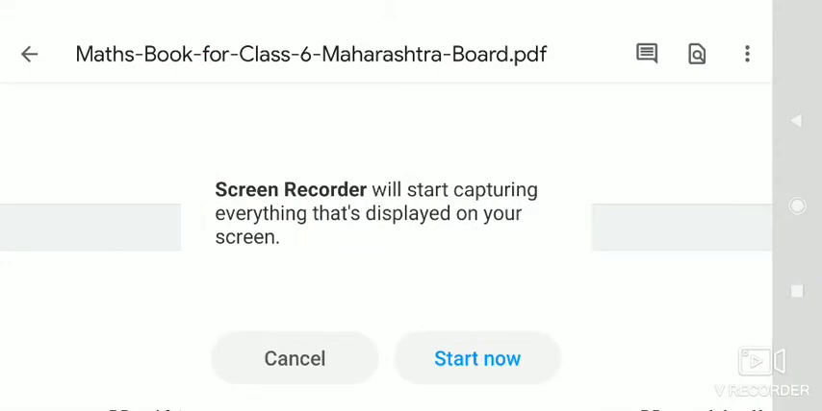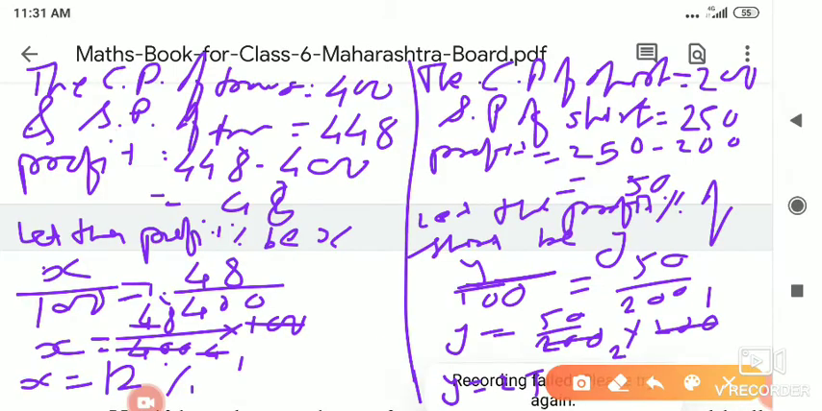So from this what are we understanding? Here you have to write the statement, just note it down: the shirt transaction was more profitable because they got 25% profit, and the profit for the trouser is 12%. So the shirt transaction is more profitable than the trousers.